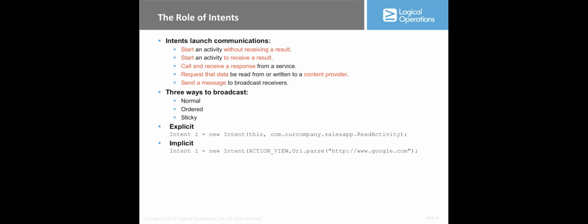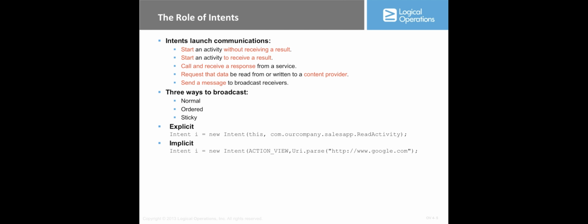You have three options with this. Three ways to send out the broadcast of your intent: normal, ordered, or sticky. The normal broadcast is kind of as it sounds. It's sent out to all registered receivers. It goes out all at once, and then it disappears. So kind of fire and forget. That's the way to think of the normal broadcast.